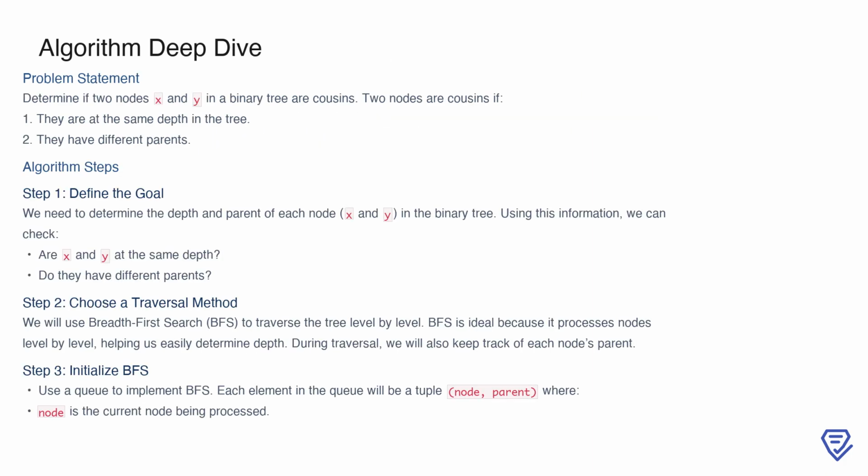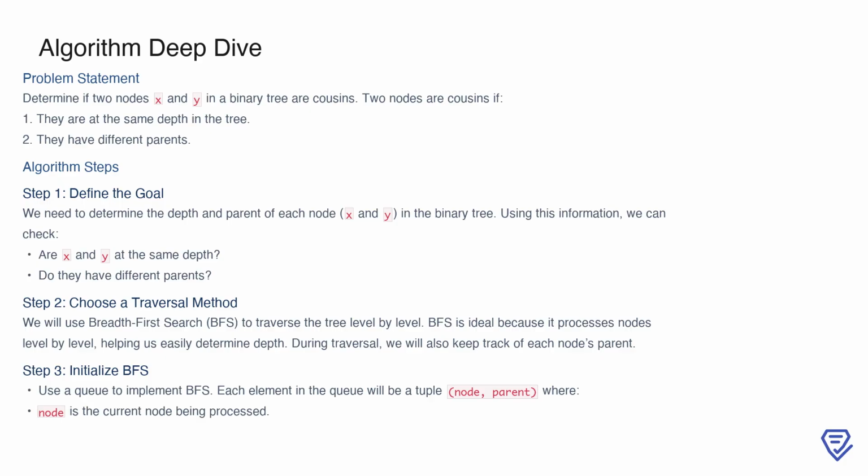To determine if two nodes, X and Y, in a binary tree are cousins, we need to ensure two conditions are met. First, they must be at the same depth in the tree, and second, they must have different parents. To solve this, we'll follow a systematic approach. The goal is to find the depth and parent of both nodes X and Y. Using this information, we can verify the conditions for cousinhood.